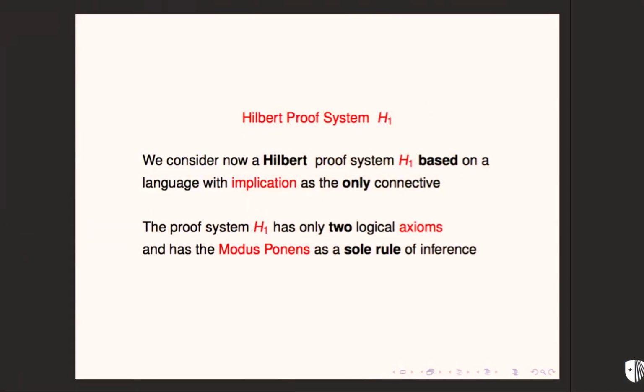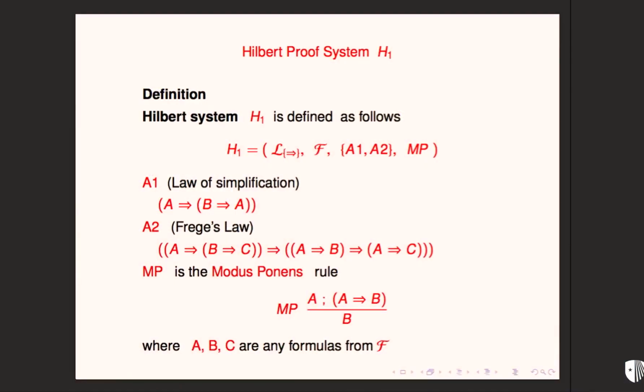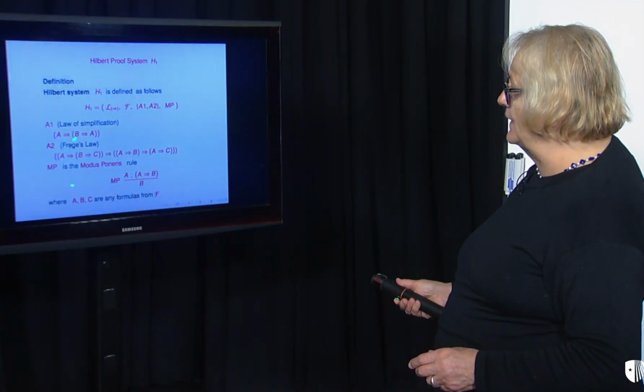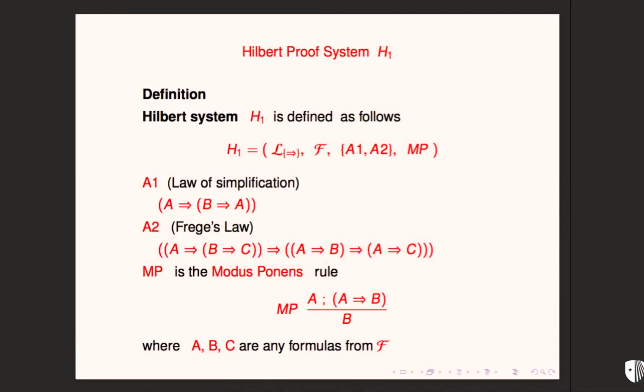So now we define a Hilbert proof system H1, based on a language with implication only. So this is a very, very one-connective language. And we have modus ponens as the sole rule of inference. And here is the Hilbert proof system. The language is with implication only. You have two axioms. You can see they have special names. They are special axioms, and modus ponens.